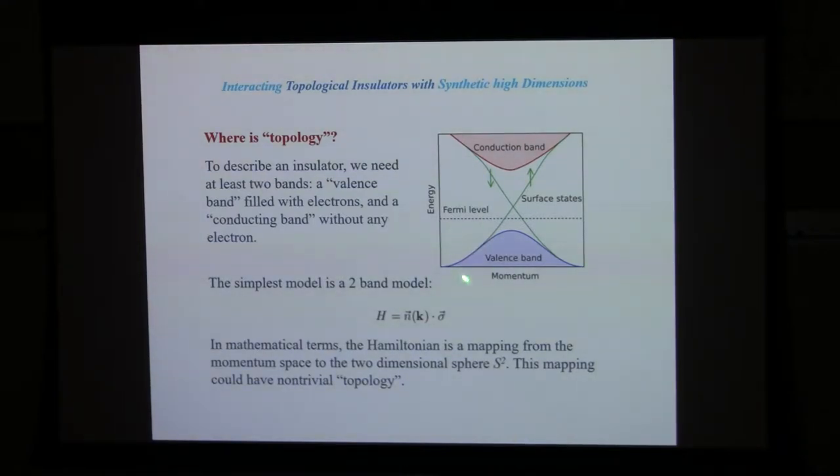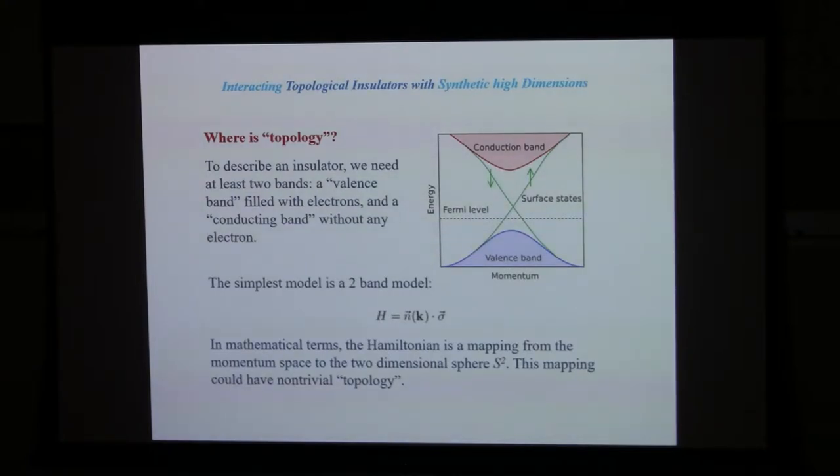In condensed matter jargon, the lower band, the band with the lower energy, is called a valence band, the band with the higher energy is called a conduction band, okay? And we put the chemical potential in between, okay? The Fermi level, chemical potential in between, which means that we fill all the single particle electron states in the valence band, but we keep all the conduction band states empty, okay?